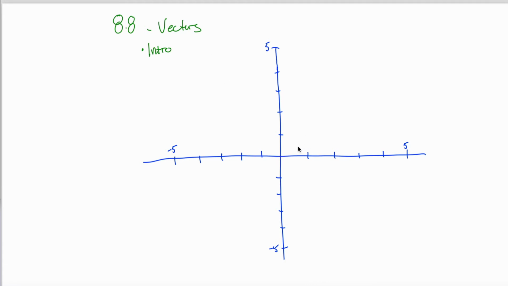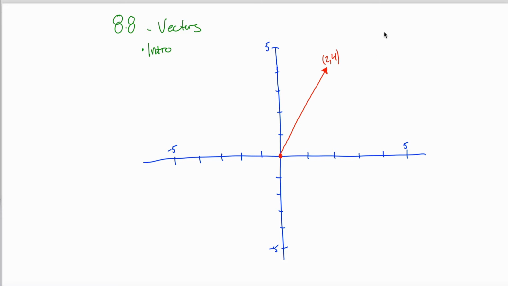So the way to think about a vector is, all a vector is, is a directed line segment. In other words, an arrow that starts somewhere and goes somewhere else. So this arrow that I drew starts at the origin and ends up here with an x-coordinate of 2 and a y-coordinate of 4. The arrow itself is the vector.